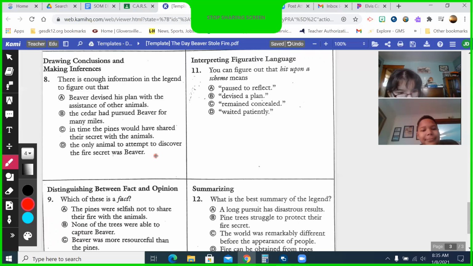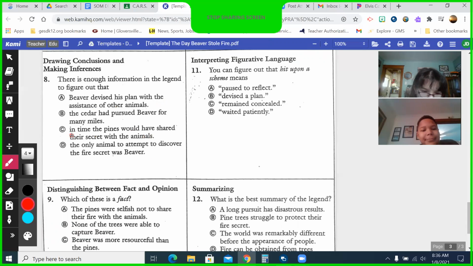There is enough information in the legend to figure out that Beaver devised his plan with the assistance of other animals. The cedar had pursued Beaver for many miles. In time, the pines would have shared their secret with the animals, or the only animal to attempt to discover the fire was Beaver. Go ahead, Haley.